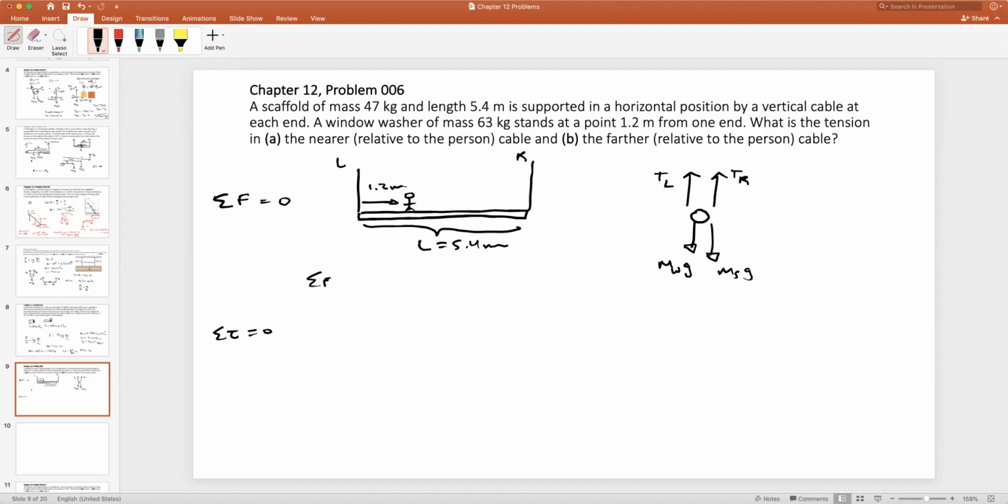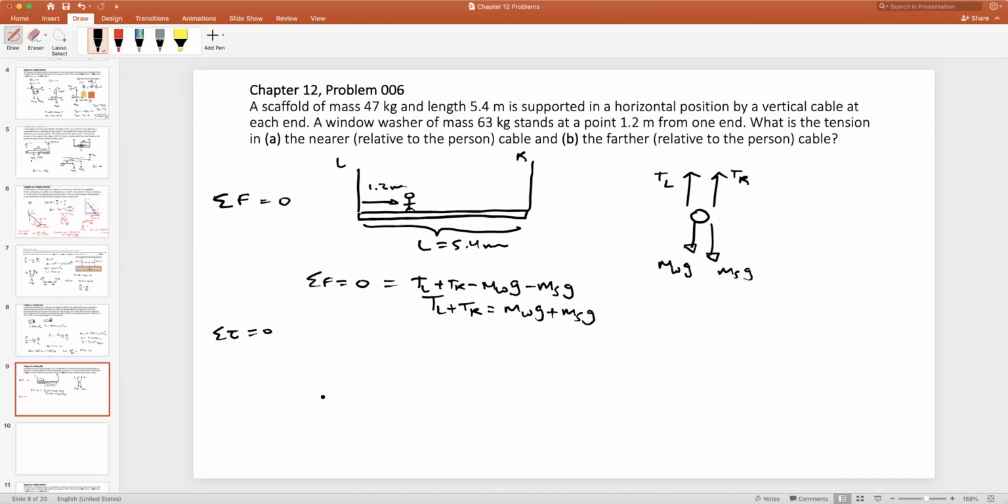So the sum of our forces is 0: TL plus TR minus the window washer's mass times G minus the mass of the scaffold times G. So you have that TL plus TR is equal to these two masses times G. You don't know TL, you don't know TR. In fact, that's what you're looking for. But at least we have equation number 1.